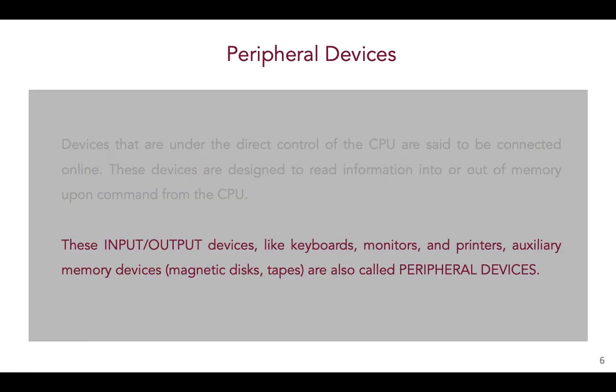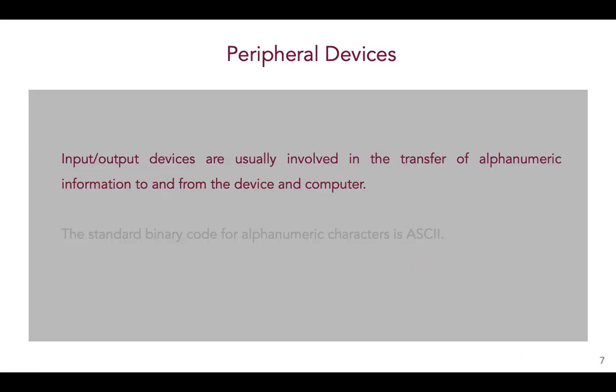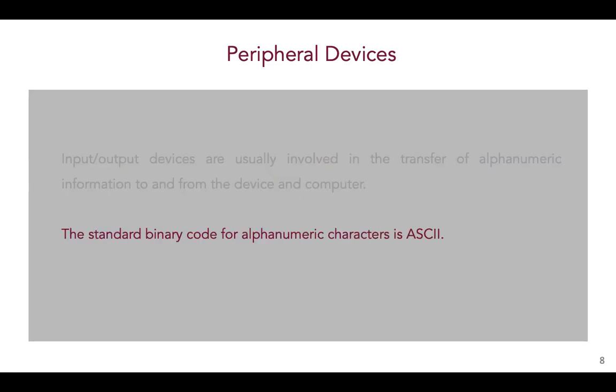These input-output devices like keyboards, monitors, printers, auxiliary memory devices like magnetic disks and tapes are also known as peripheral devices. So all input-output devices are also known as peripheral devices. Input-output devices are usually involved in the transfer of alphanumeric information to and from the device and computer. The standard binary code for alphanumeric characters is ASCII. ASCII, as you might recall, we have already discussed in a previous unit.